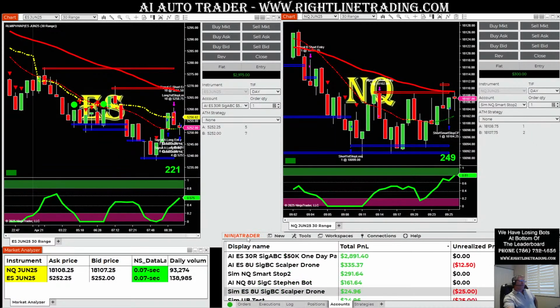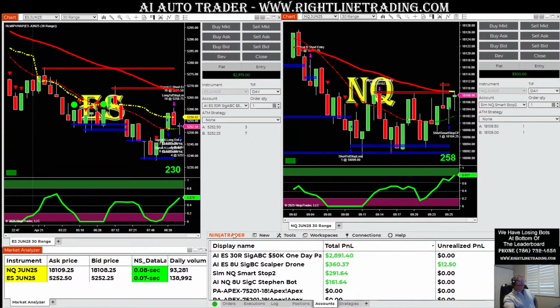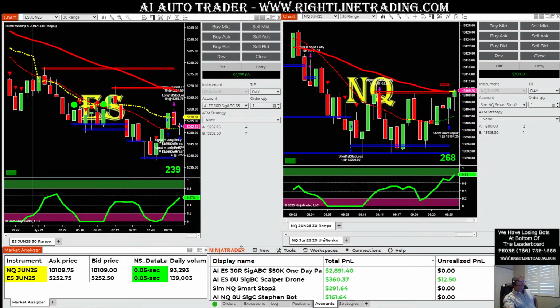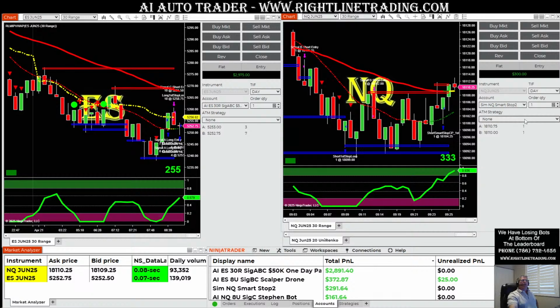Our morning power play trade is going to be on the NQ30 range. The trade is executed on this chart over here to my right, the NQ30.